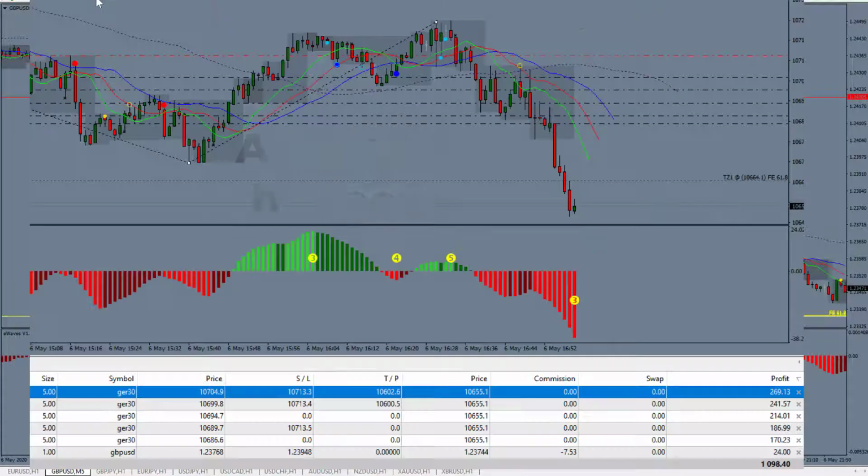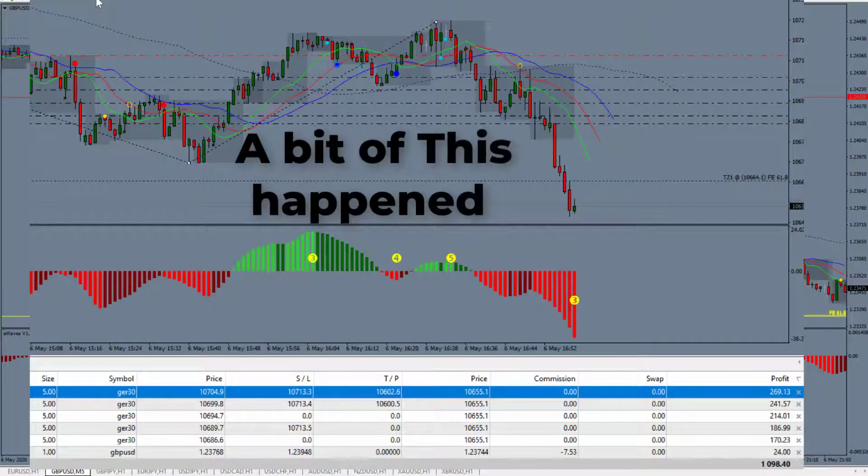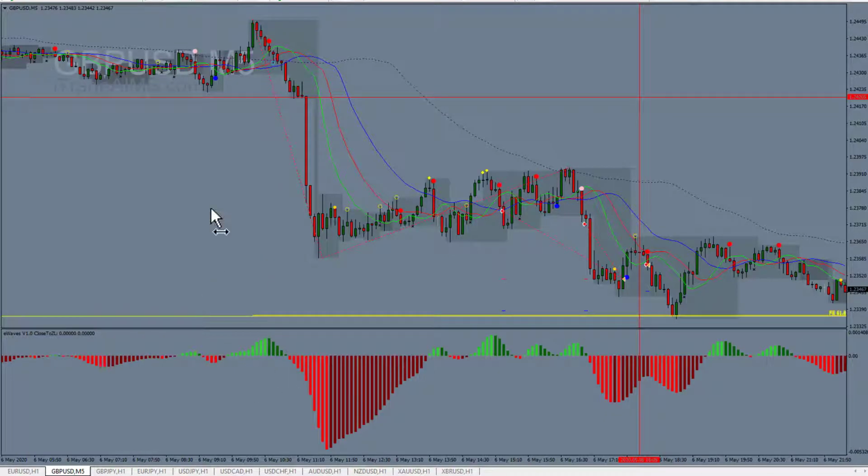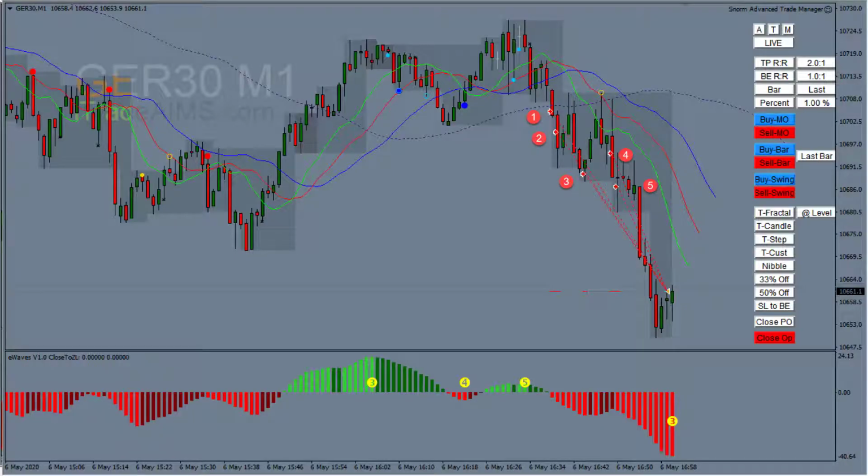Meanwhile, we also went through some M1 trades yesterday on the DAX. They were a lot of fun. Okay, what else happened yesterday? I'm going to go and check.